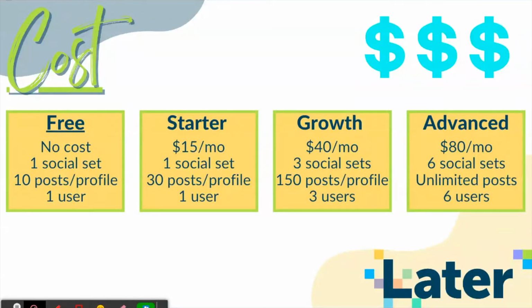In the starter plan, it runs $15 a month with one social set and 30 posts per profile per month and one user. The growth plan is $40 a month with 3 social sets, 150 posts per profile, and up to 3 users. On the advanced plan, it's $80 a month with 6 social sets, unlimited posts, and 6 users. Of course, just like any good subscription model, you'll get more features with more expensive subscriptions.